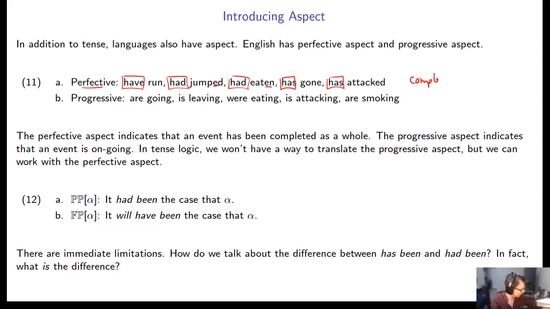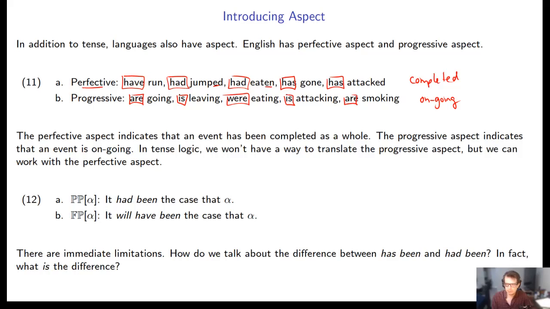We also have the progressive aspect. So these are for ongoing actions. So these are the ing forms where you have an auxiliary be in front. So are going, is leaving, is eating, is attacking, and are smoking. So we don't really have a nice way of dealing with the progressive aspect. We can deal with the present progressive, but we can't really talk about all the progressive aspects, like with the different tenses. But we can translate the different perfects.